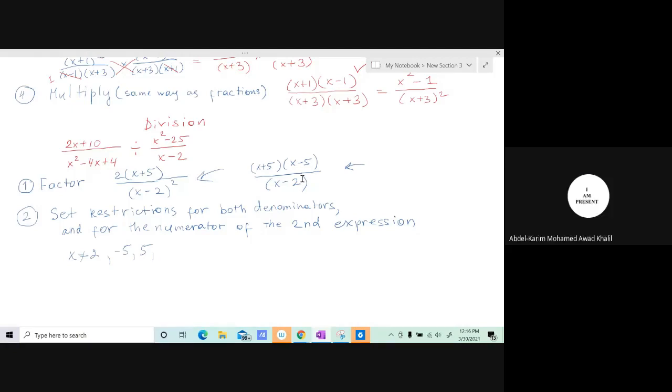Any other questions? Both denominators and the numerator of the second expression. Exactly. This is exactly what I wrote here. Okay, perfect. Right, let's move on. So we have factored, and we have set restrictions for both denominators and the numerator of the second expression. What do we do next?